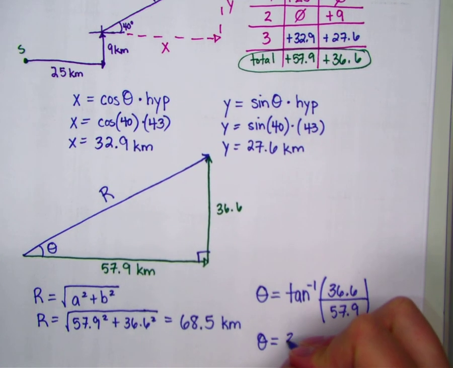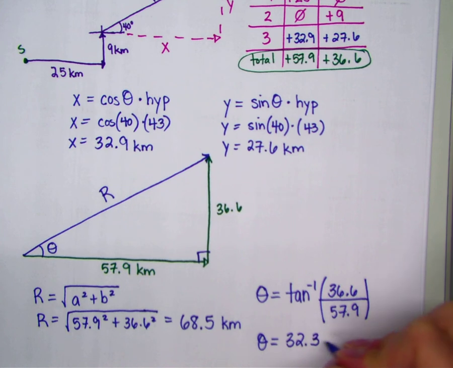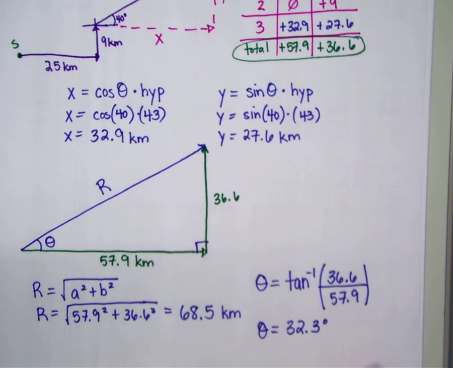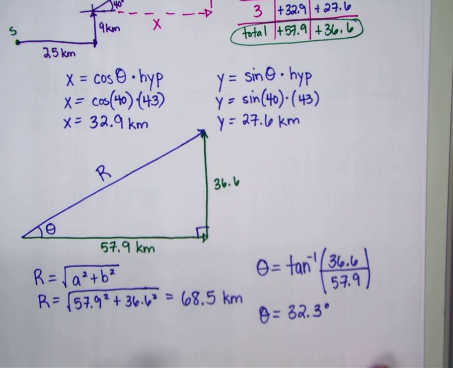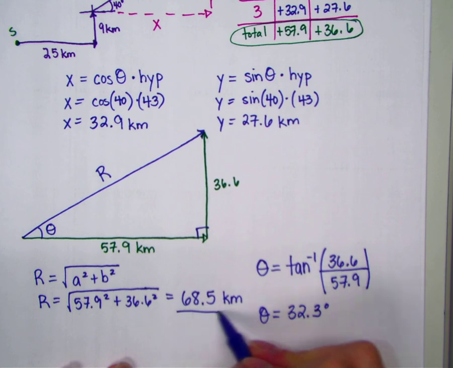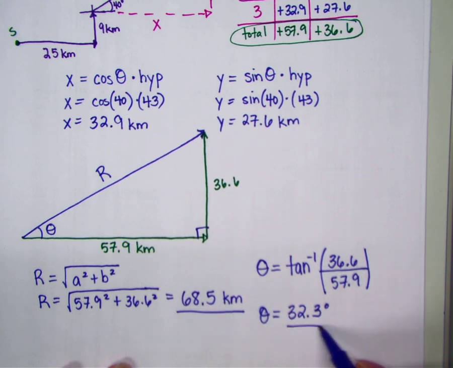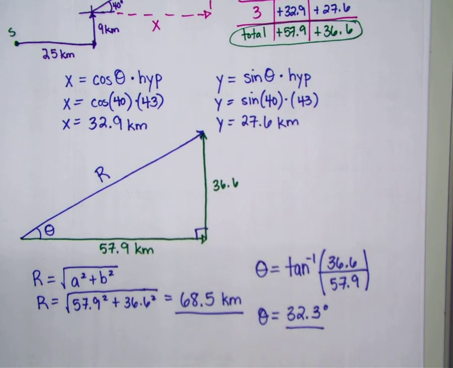Just a quick note, please make sure the calculator that you are using is in degree mode. Radian mode will not help you, so if you are in pre-calculus or calculus, just double check that you're in degree mode, because sometimes you have to switch it into radian mode for those classes. Okay, so your final answer, 68.5 kilometers at 32.3 degrees, and that would be northeast.